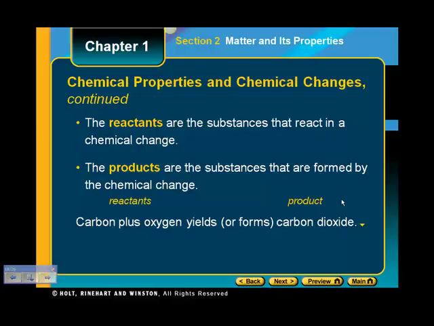So if we had an example of a reaction, carbon and oxygen forming carbon dioxide, the carbon and the oxygen individually would be the reactants, and the carbon dioxide would be the product. That should also be review, right?